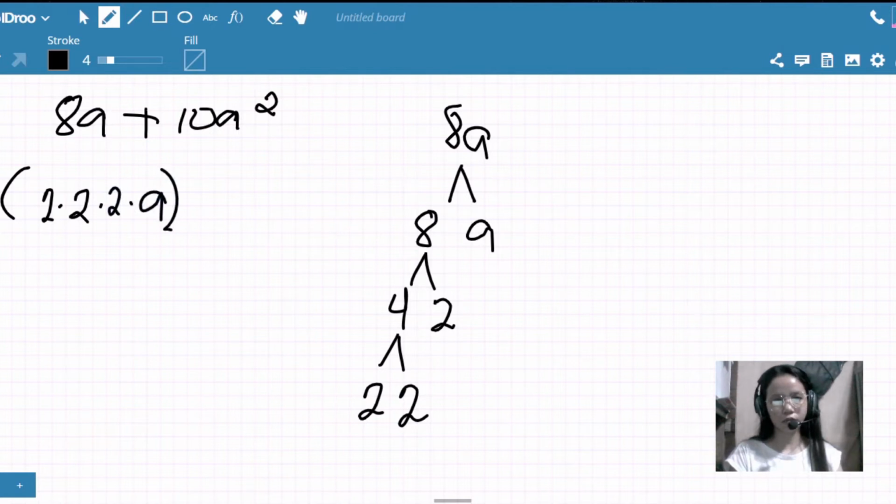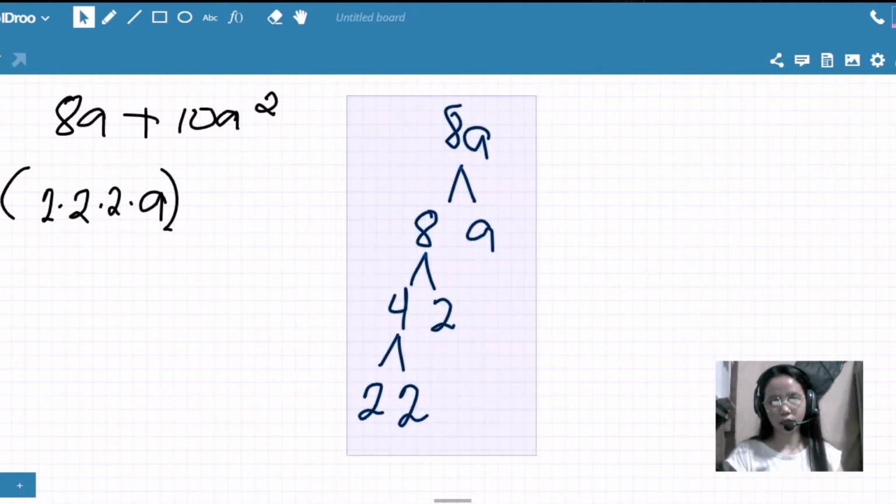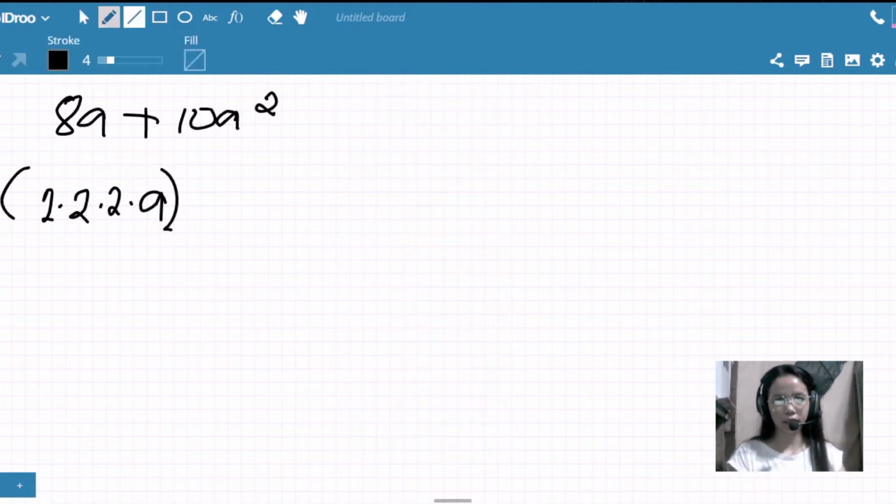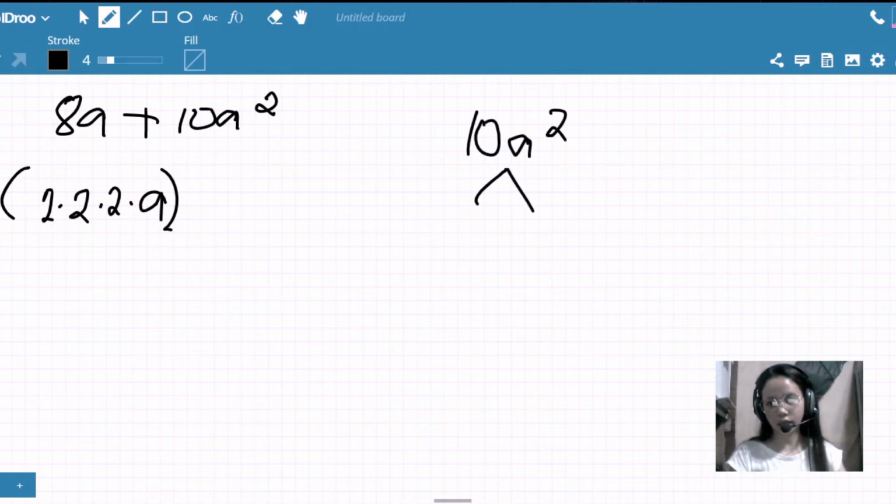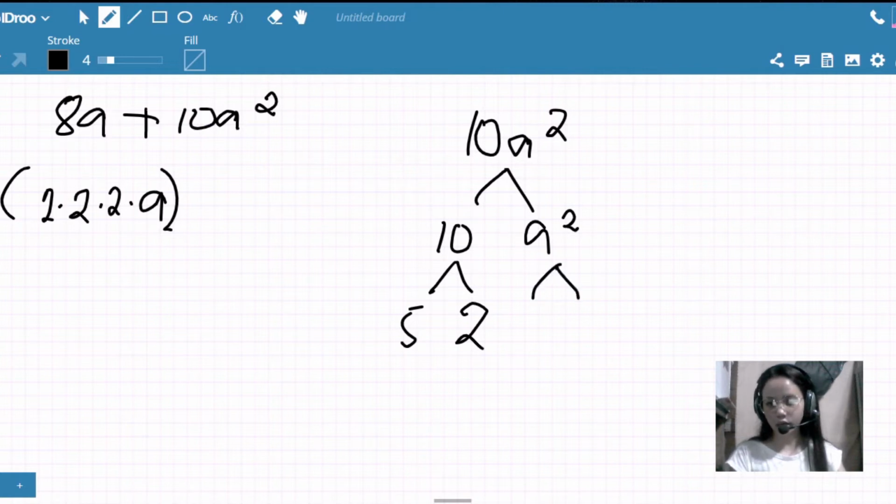Now, let's move to the second term, 10a squared. So, let's split it as 10 times a squared. Then, 10 can be rewritten as 5 times 2, and these two are already prime numbers, so we'll stop right here. And then a squared can still be written as a times a. So therefore, the factored form of 10a squared will be 5 times 2 times a times a.